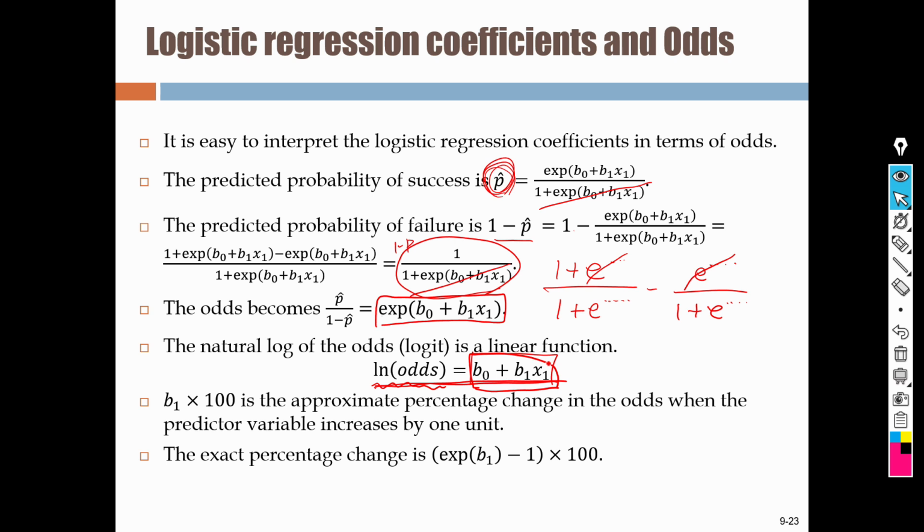So here you can tell that the coefficient b1 or b2, b3 is the approximate percentage change in odds, not in probability. Because this is a log, you can tell the percentage change: when the x variable increases, b1 times 100 will be the percentage change in odds, not in probability.